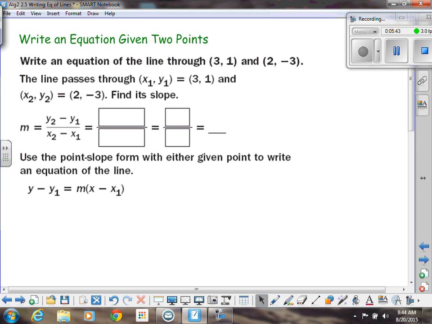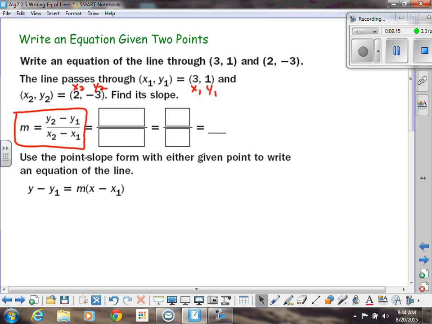So in our next example, we are given 2 points. So we first have to find the slope. You always need to know what your slope is. So remember that our slope formula looks like this: y2 minus y1 over x2 minus x1. And they're labeling, this is our x1, y1, and this is our x2, y2. Remember, it doesn't matter which one you call it, but just pick one and label it that way.